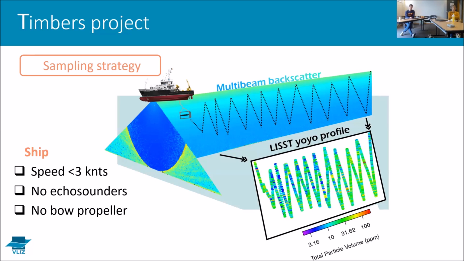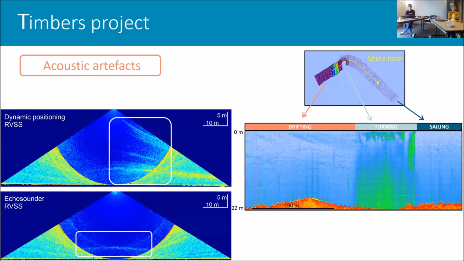Also, we asked the captain to switch off all possible echosounders, and we asked them especially not to use a bow propeller. Why? Because these 2 introduce artifacts, which of course, if you have them in your data, are harder to get rid of. If you can avoid them, that's always a better way of working. And you see that dynamic positioning, which basically uses your bow propellers, gives you some artifacts in the water column data, but also you get a static artifact when, for example, a single beam echosounder is used when the multibeam is switched on.